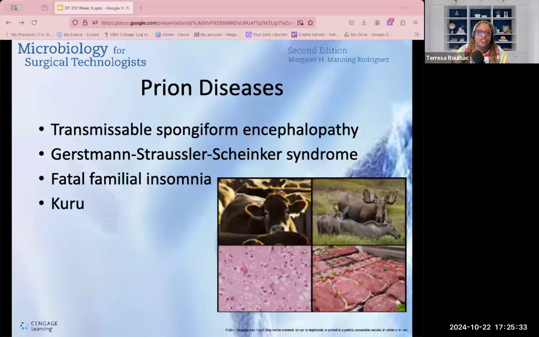You have GSS, which is Gerstmann-Sträussler-Scheinker syndrome. Say that 1,000 times, which is a rare inherited form. It typically causes symptoms like difficulty walking, loss of coordination, and cognitive decline, usually beginning in middle adulthood.